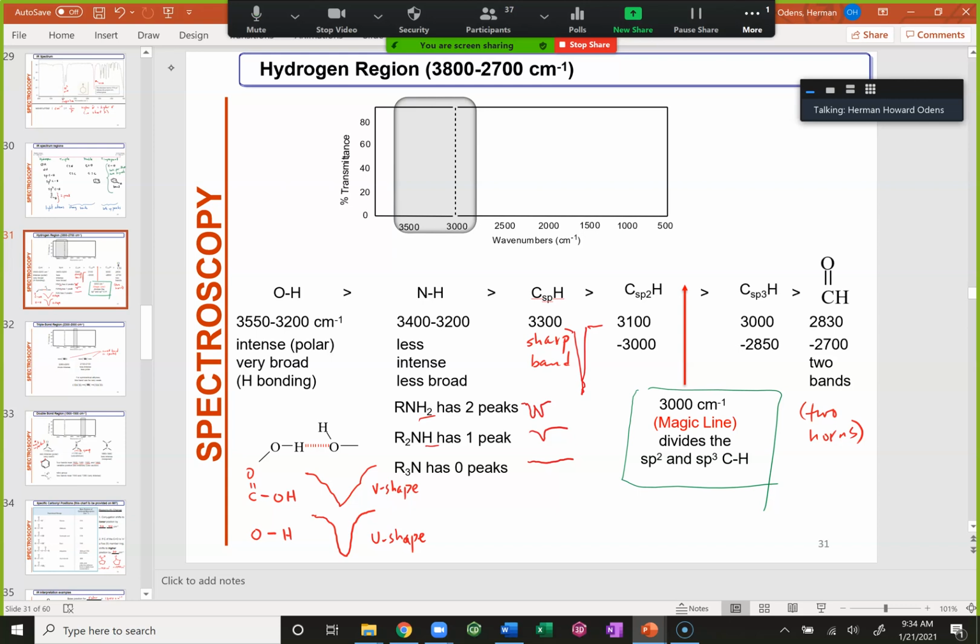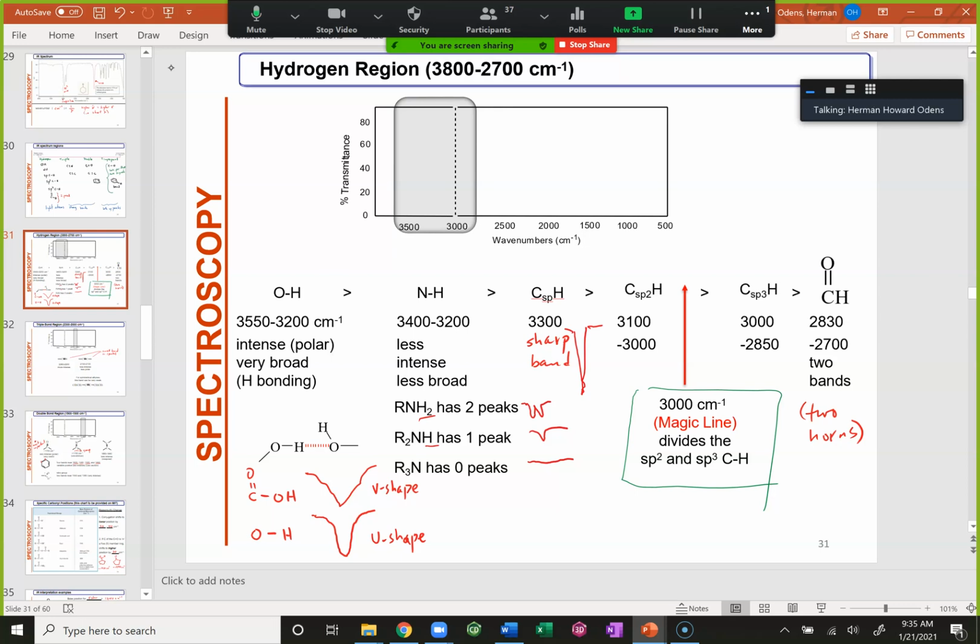All right. And so anything past 3000 is sp2 CH in character, and that goes from 3100 to 3000. And anything prior to 3000 is sp3 CH in character. So that would be this. So past 3000 is double bonds, could be aromatics or aliphatic double bonds. And before 3000, between 3000 and 2850, you will have the sp3 CHs, these are the tetrahedral CHs.